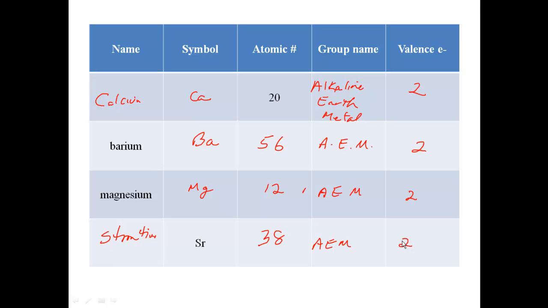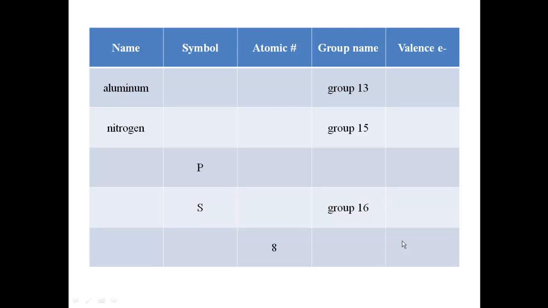Now your next one's aluminum. You have to look over to the right a little bit to find aluminum. Aluminum is symbol Al. Its atomic number is 13. It is in group 13 or group 3A. You could say it either way. Or even the aluminum group if you want. Right? And being there, it has 3 valence electrons.